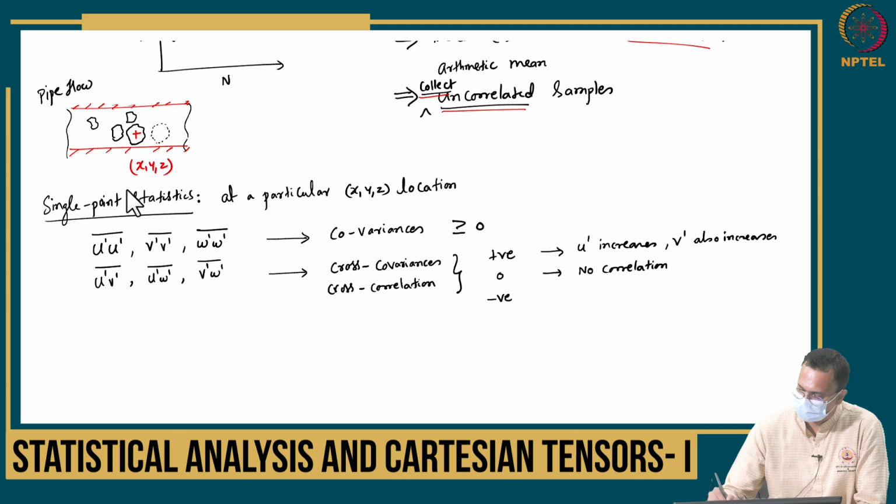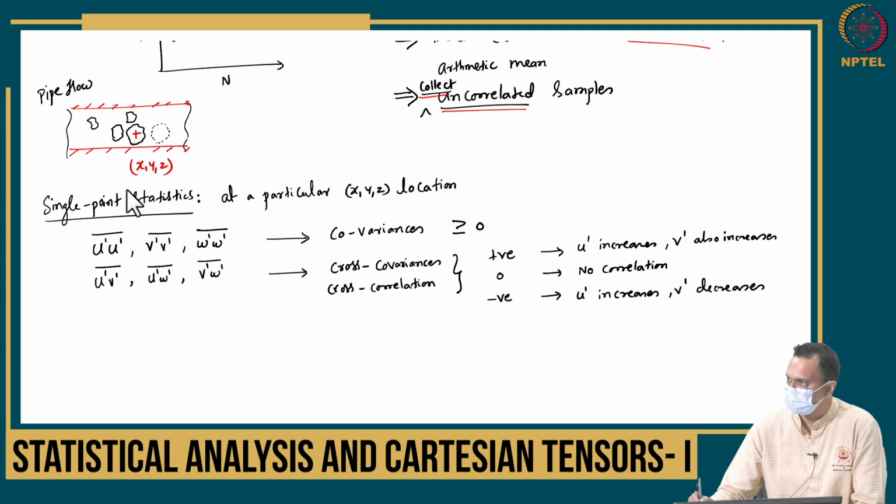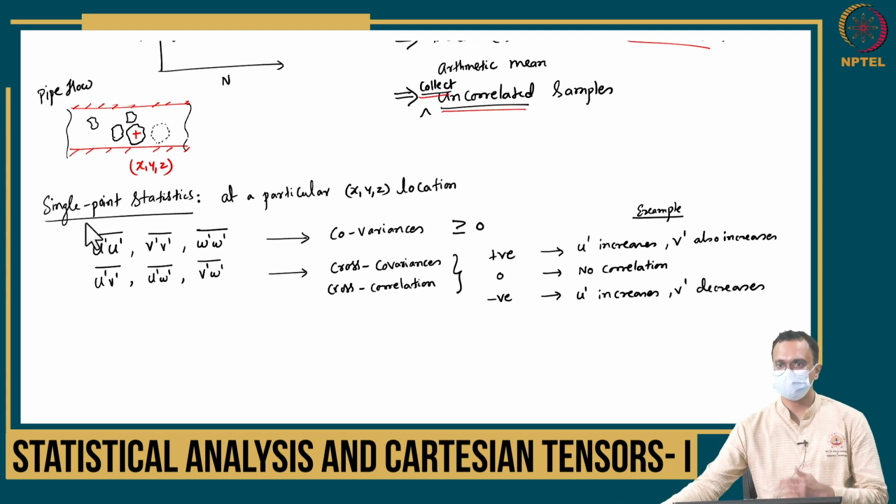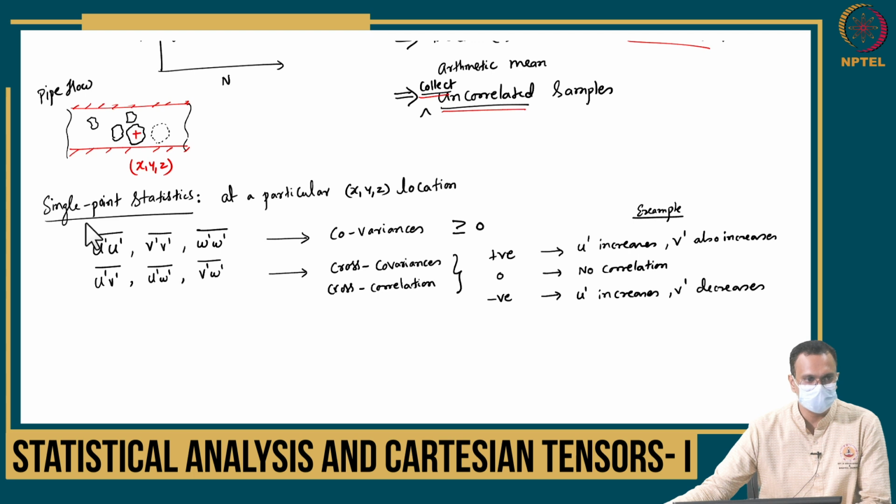Negative implies that, let's say, u prime increases and v prime decreases, an opposite trend. It could be v prime w prime also, or u prime w prime. I have just given an example here. And this will have a profound meaning when we go to turbulence, these correlation terms as well as the covariances. We use a different terminology when we go there. I will explain what it means.